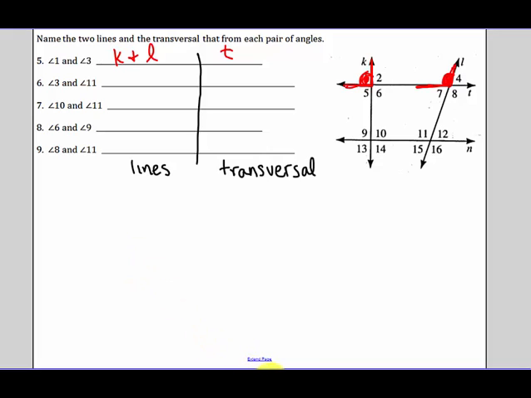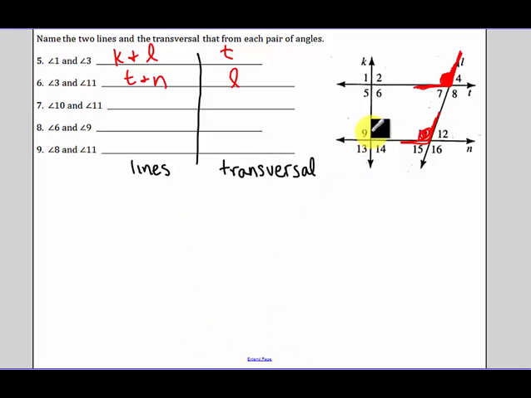3 and 11. 3 is up here again, and 11. So I have, let me erase the one from the 4. So those are my two angles. What line do they share in common? They share L, that's our transversal. So the other two lines that make up the angles, T and N, are our other two lines.